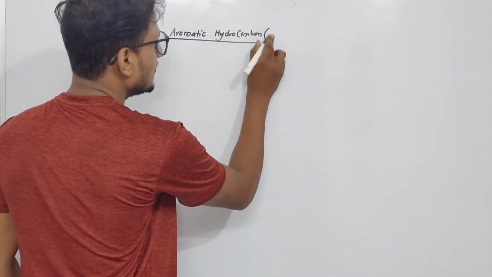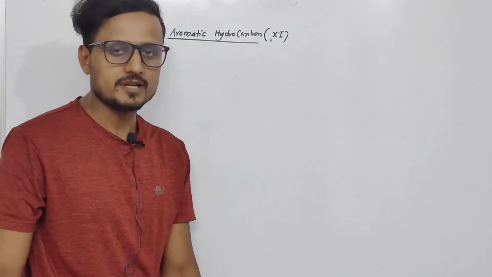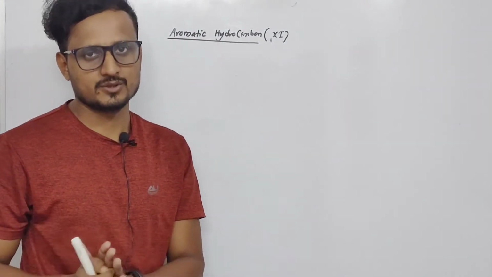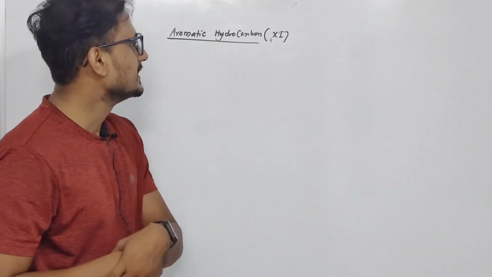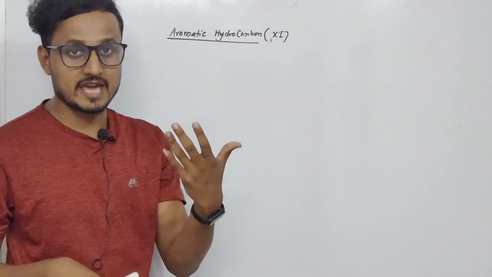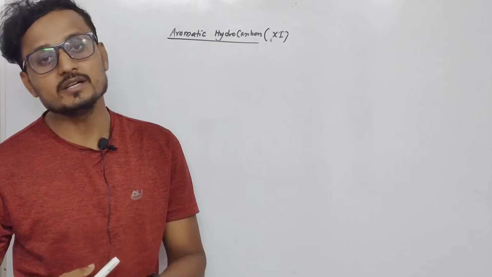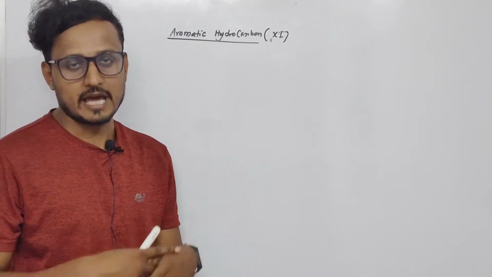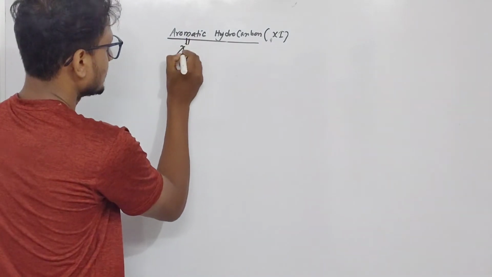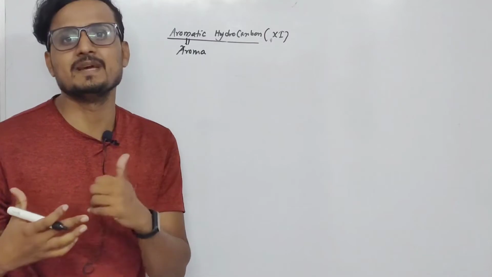Okay, we will introduce the hydrocarbon, what aromatic hydrocarbons are, and after that we will go into the detail of this chapter in next videos. Okay, so let's begin. This is how the name aromatic hydrocarbon, or aromatic compounds, came. The term aromatic came from the Greek word aroma. It means the compounds having sweet smell.